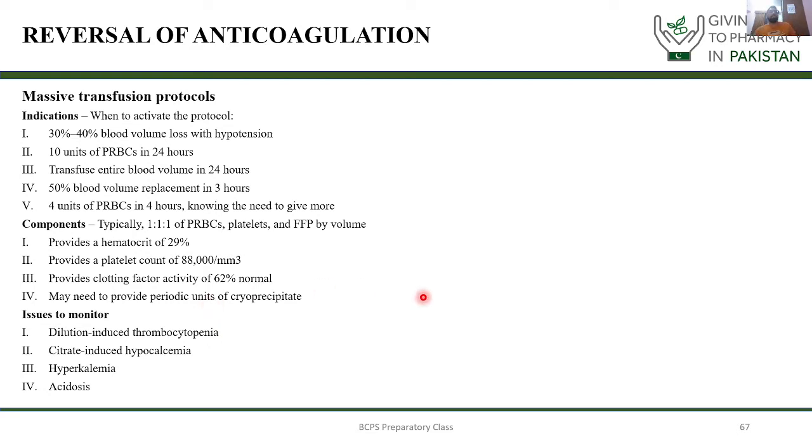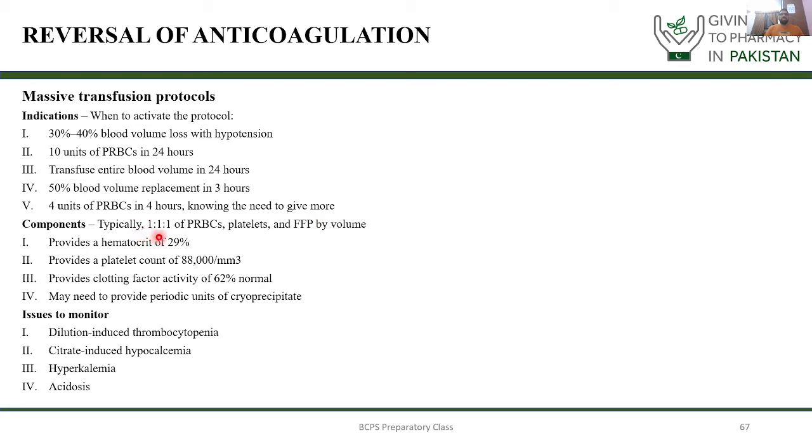Massive transfusion protocol. This is a protocol also for the management of bleeding. This protocol is activated when 30 to 40% of blood volume is lost, or 10 units of packed blood cells are used in 24 hours, or transfusing the entire blood volume in 24 hours, or 50% blood volume in 3 hours, or 4 units of packed blood cells in 4 hours, and we know that we will need more. In that scenario we have to activate the massive transfusion protocol.